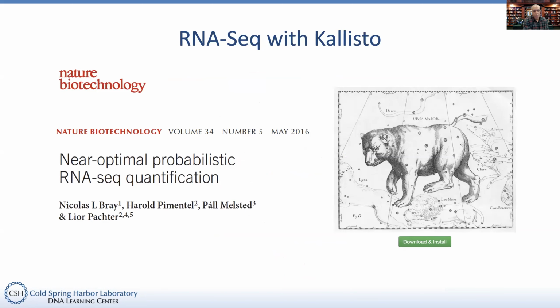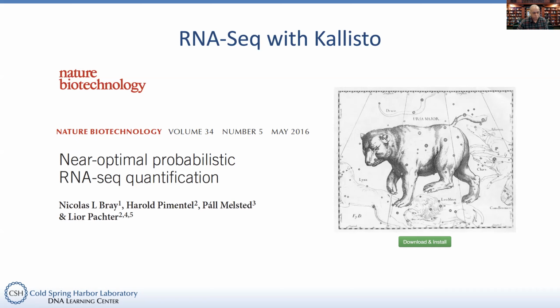To do that mapping and get that count data, we used this software called Kallisto. Kallisto has been around for a couple of years now, and the reason we used it is because it's extremely fast. And not only is it fast, but it is very accurate. So those are two good things.